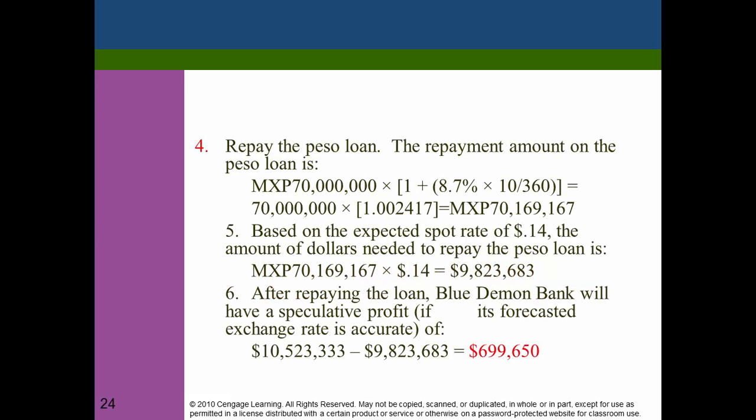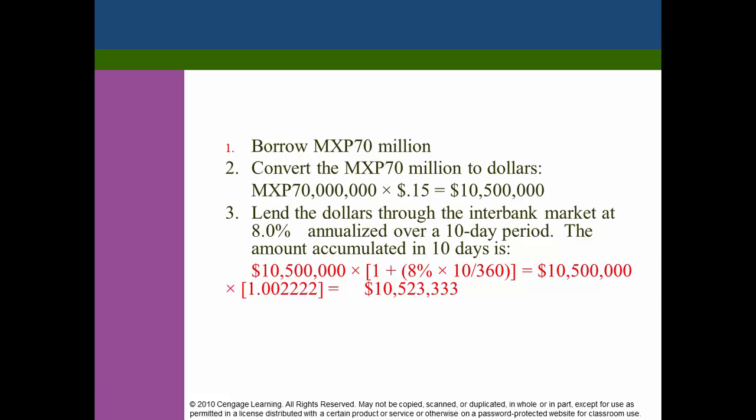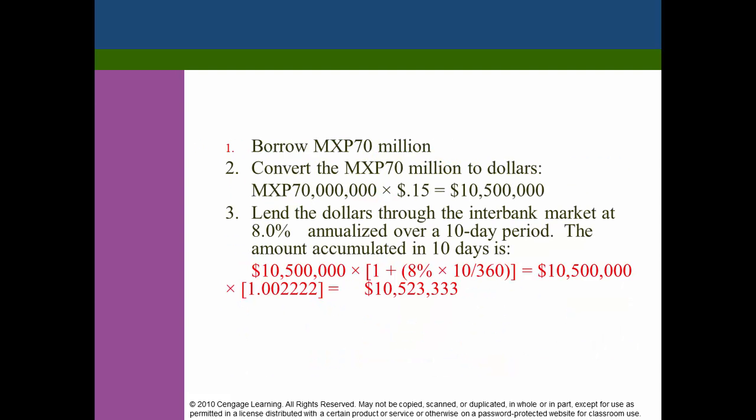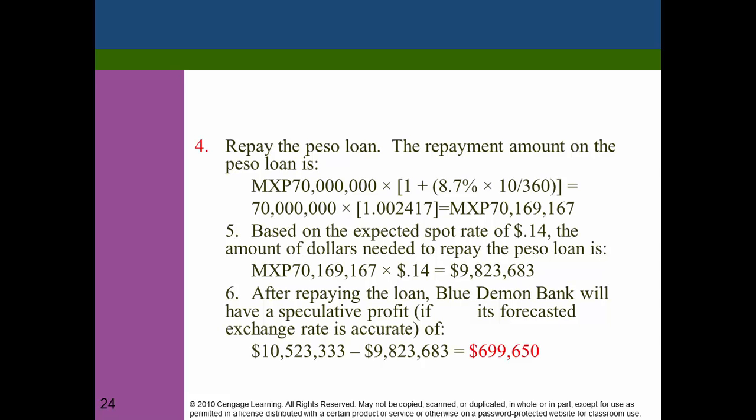Okay, and if you repay the loan, basically it's going to cost you $70,169,167, and the cost is going to be $9,823,683. Your profit is going to be $699,650. So the numbers look very good, but chances are, in reality, you may never be able to predict perfectly what's going to happen, and it looks like a big change for such a short time period. Okay, but if you're lucky enough, you can do this. That's going to be very profitable.